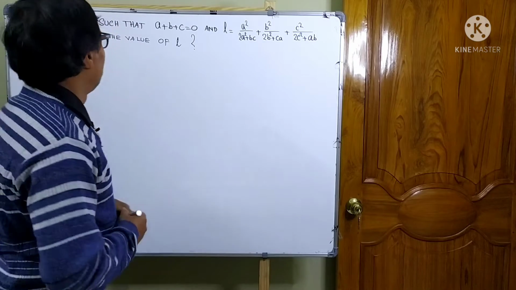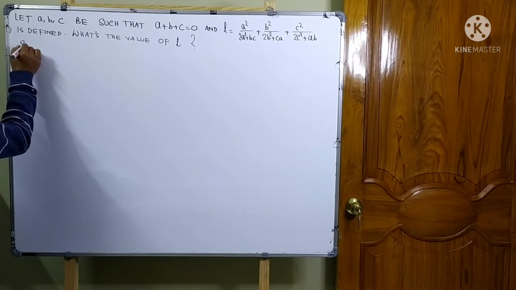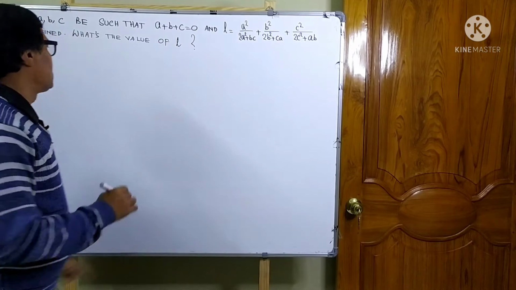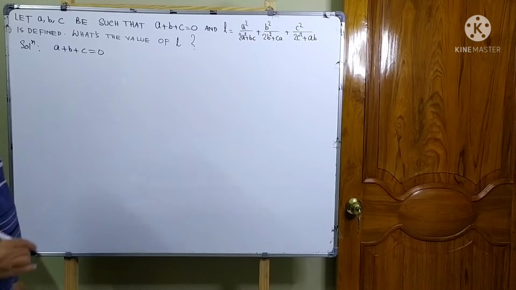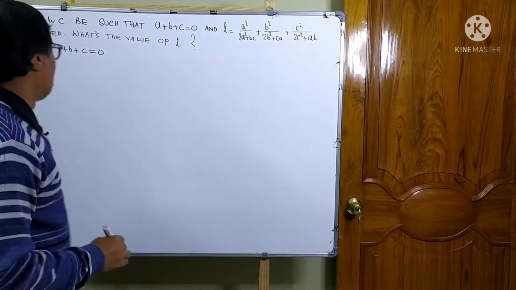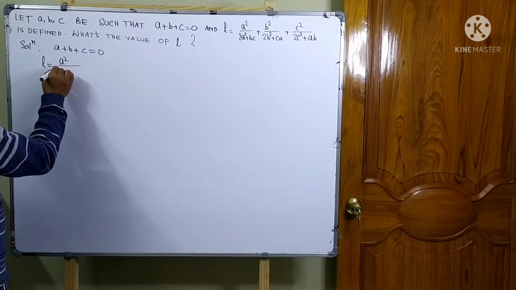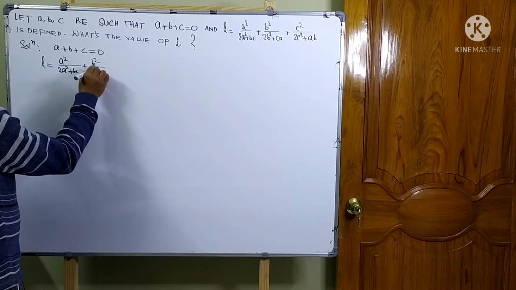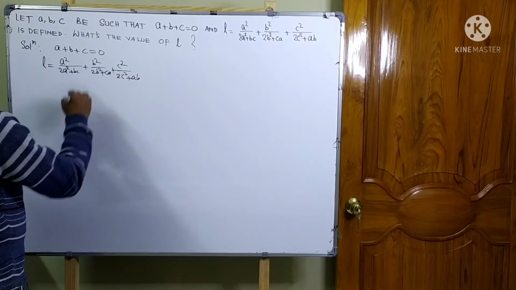Now let us start. Here a relation is given, which is a + b + c = 0, and we have to find out the value of the expression L, which is a² over (2a² + bc) plus b² over (2b² + ca) plus c² over (2c² + ab).